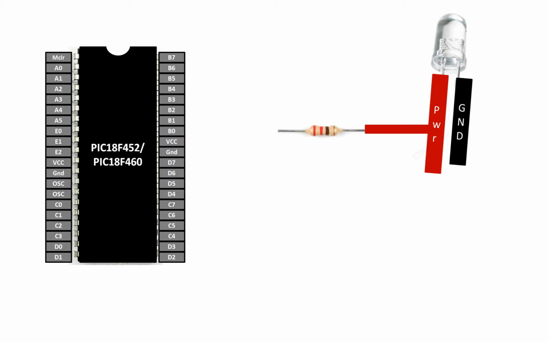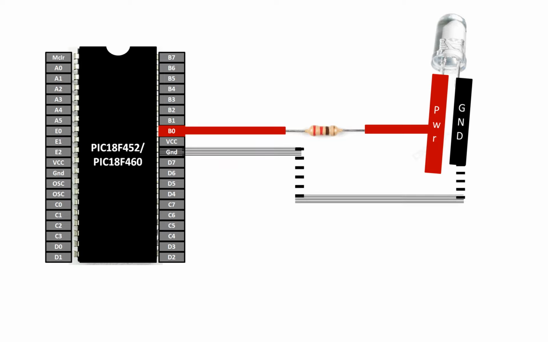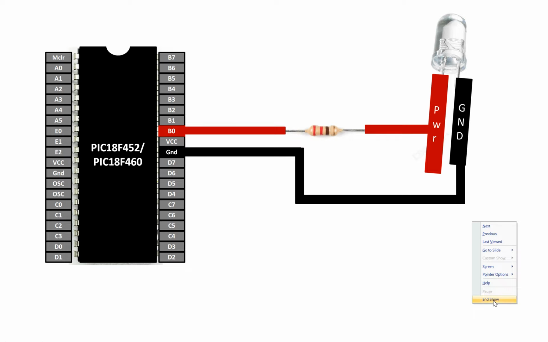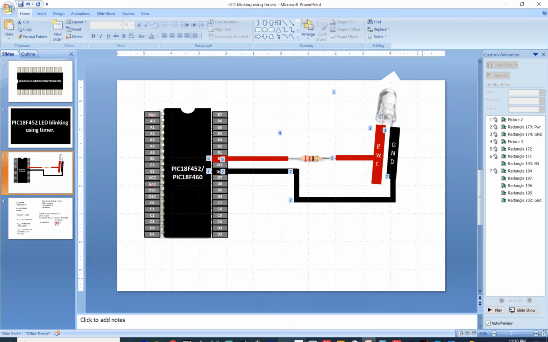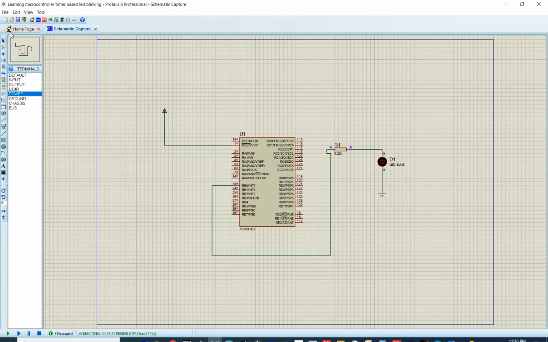You connect one end of the resistor directly with the power pin of the LED, and the other end of the resistor will go to any available digital input output pin of your microcontroller. For that purpose, I'm going to use pin number B0, that is port B, pin 0. Now for the ground pin, directly send it to the ground of your PIC microcontroller. So this is our hardware. So let's get to our MikroC coding and Proteus simulation. So let me first get to the Proteus.